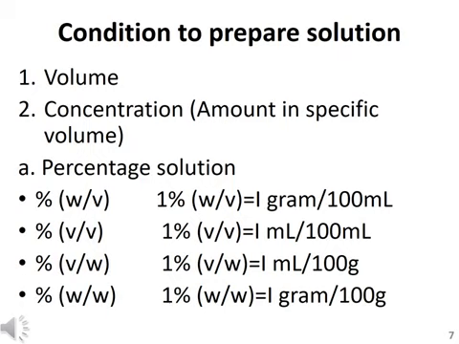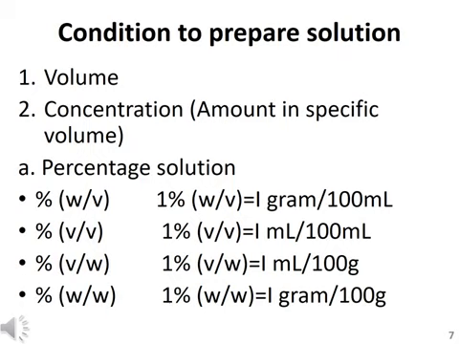And if you are interested in preparing a 1% volume by volume solution, then you will take 1 ml of, for example, if you are interested in a 1% honey solution, then you will take 1 ml of honey, and you will make up the volume up to 100 ml using a volumetric flask or any volumetric glassware.